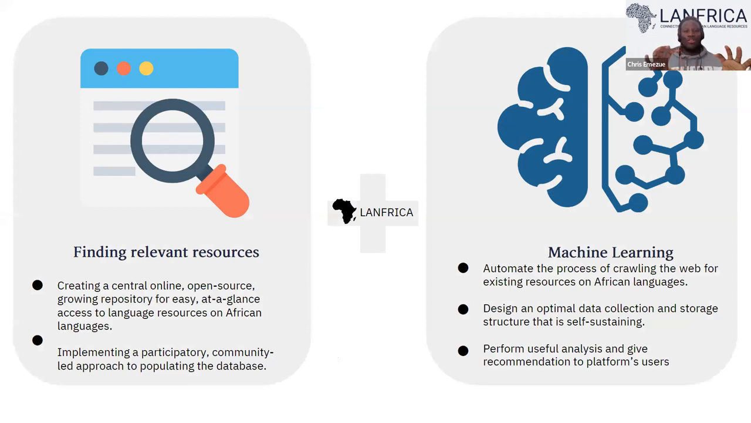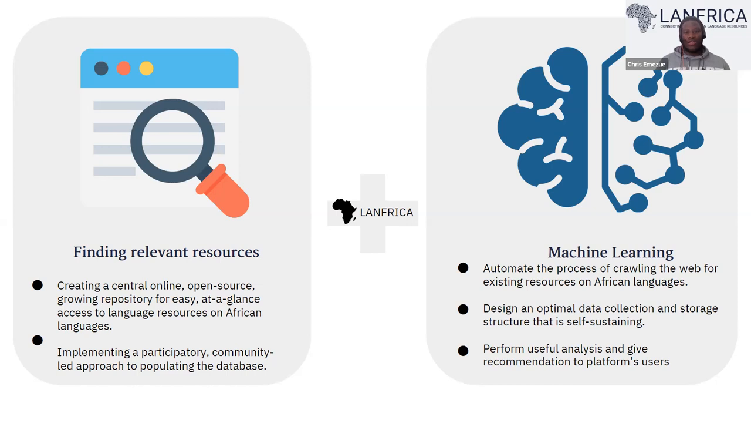The two main categories of what Lanfrica does are finding these relevant resources and trying to link them. For finding these resources, we partner with language repositories, dataset holders and dataset creators. As I showed you, there are so many places where you have these datasets, so we try to partner with them and link the resources that they have on Lanfrica. We also implement a participatory, community-led approach, so the community is invited to link their resources on Lanfrica. And then we use machine learning processes to improve the ability of the machine that we're using to find relevant African language resources.